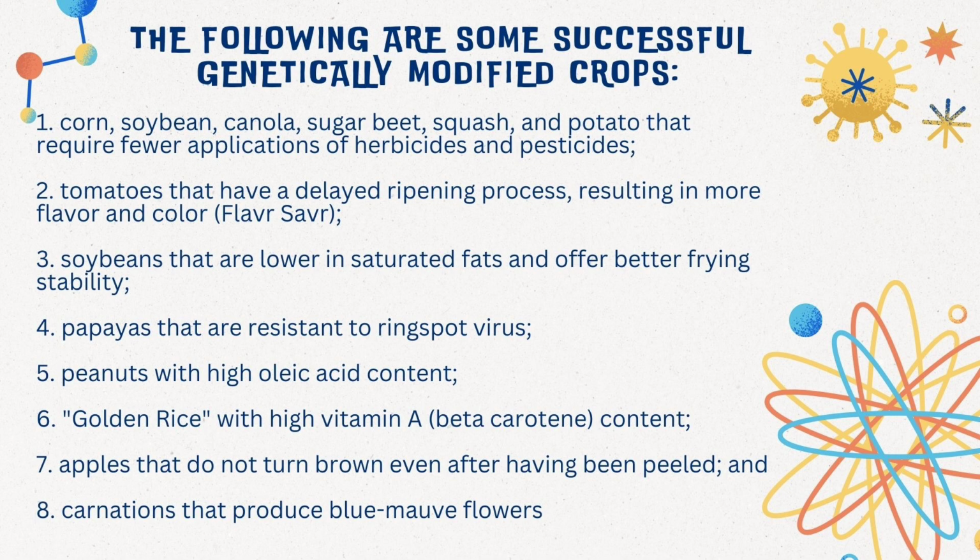Number four, papayas that are resistant to ring spot virus. Number five, peanuts with high oleic acid content. Six, golden rice with high vitamin A content. Number seven, apples that do not turn brown even after having been peeled. And number eight is carnation that produce blue mauve flowers.